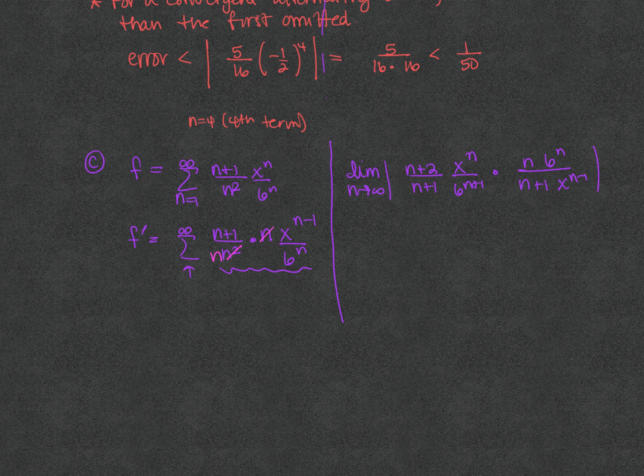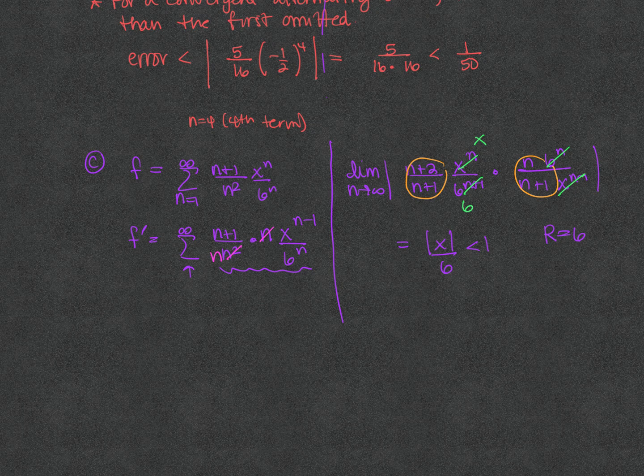We go through and we cancel whatever we can. So we have an extra x on top. We have an extra 6 on the bottom. And then we ask ourselves, are the degrees equal? Yeah, the degree of the top is 2 and the degree of the bottom is 2. So this is left with the absolute value of x over 6, which is less than 1. So we know our radius of convergence is 6.